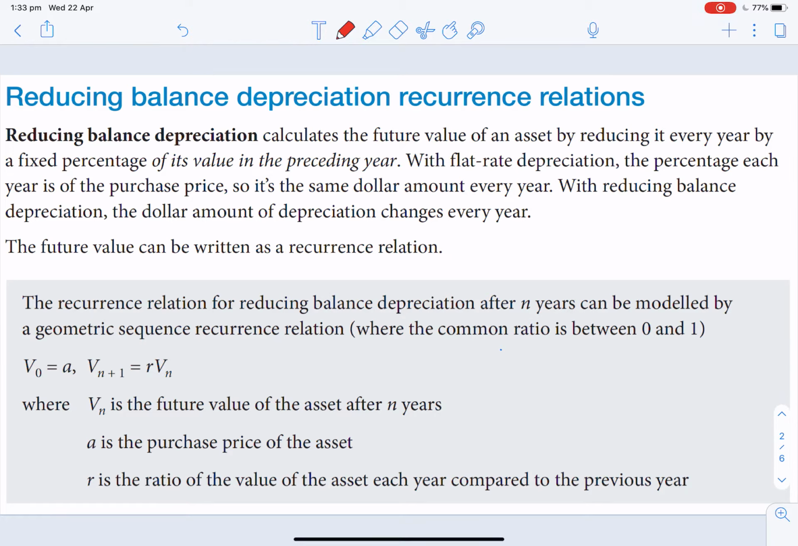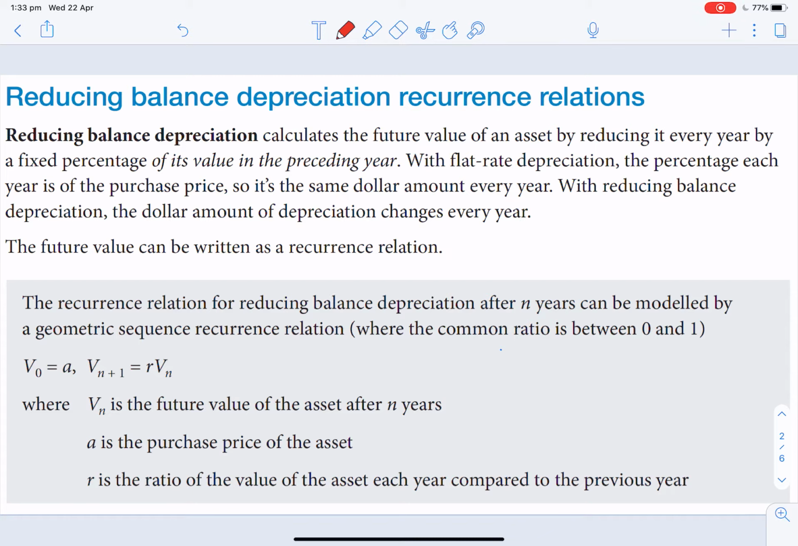With reducing balance depreciation, the dollar amount of the depreciation changes every year. For example, if your car depreciates at 20% per year, that 20% stays the same, but the dollar amount that it depreciates by will decrease. We'll go into that in an example on the next slide.